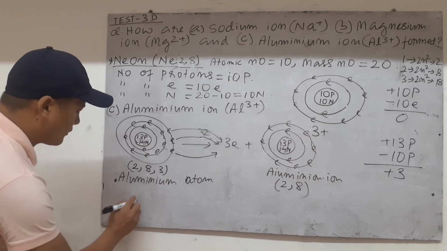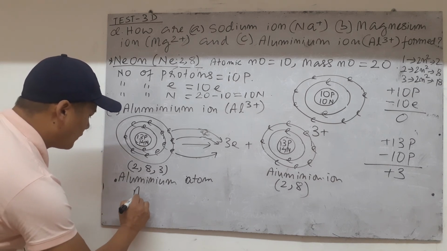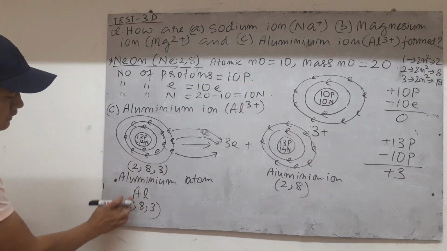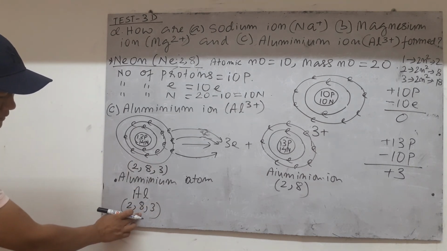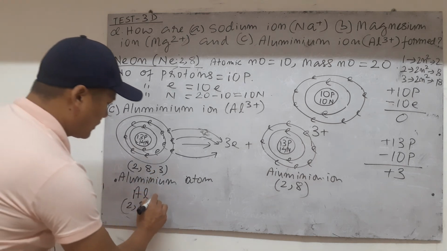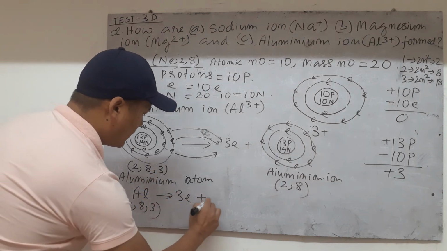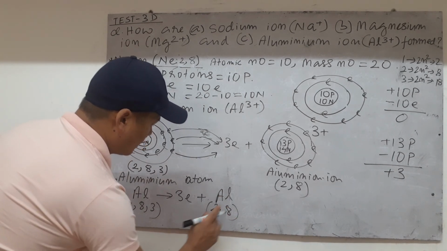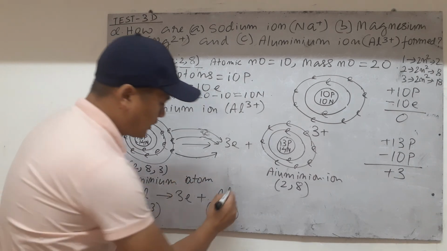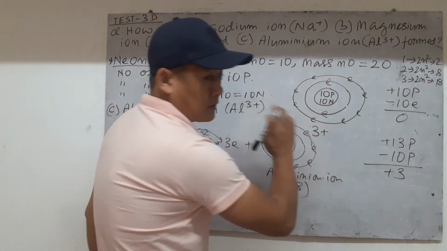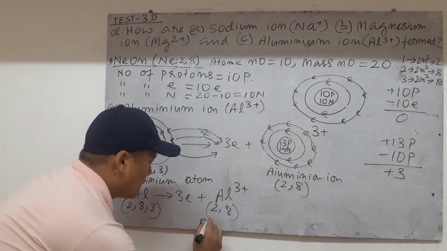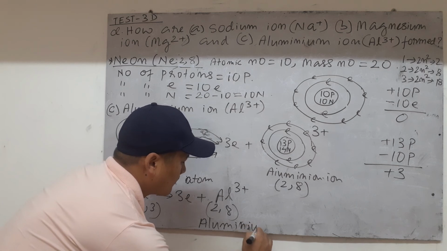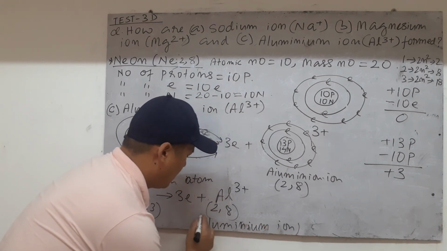In the symbolic form, our equation will look like this. The aluminium symbol is Al, having 2, 8, and 3: 2 electrons in the first shell, 8 in the second orbit, 3 electrons in the third orbit. So it will lose these 3 electrons and then acquire this structure 2, 8. Losing 3 electrons means a 3 positive charge will appear, 3 plus, just like this. That is how the aluminium ion is formed. So this Al3+ is the aluminium ion. I hope you got this.